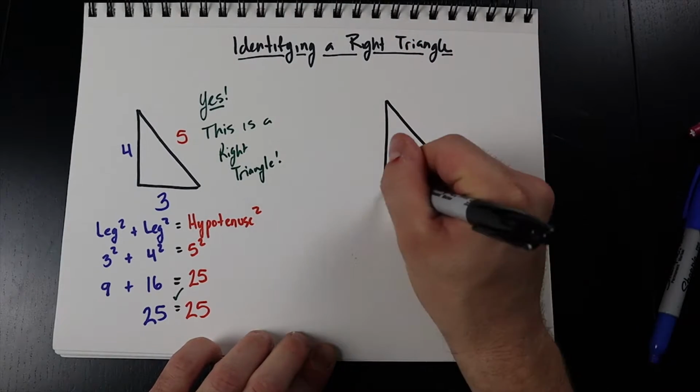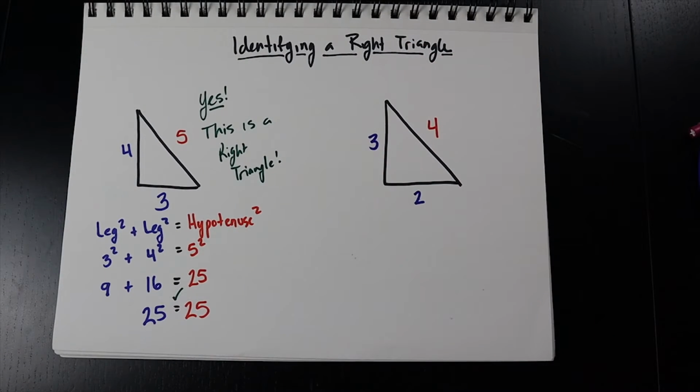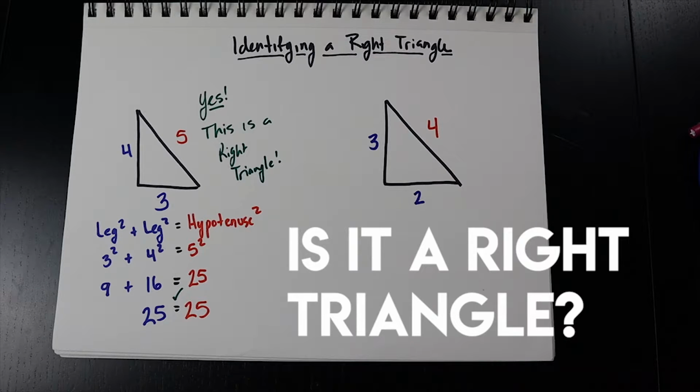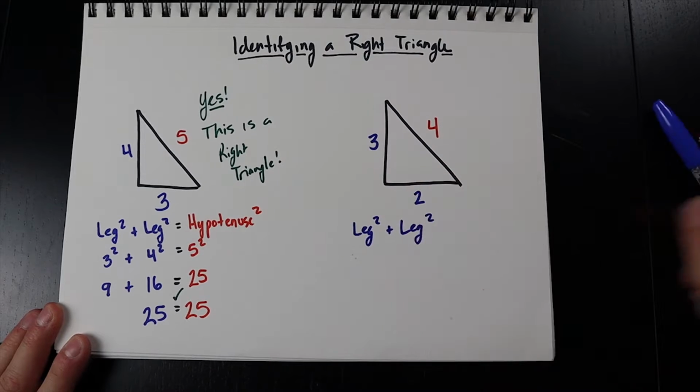Let's compare this to another problem. We have a triangle with all three sides, and we want to know, is this a right triangle? I'm going to follow the same steps as before to test this triangle out.